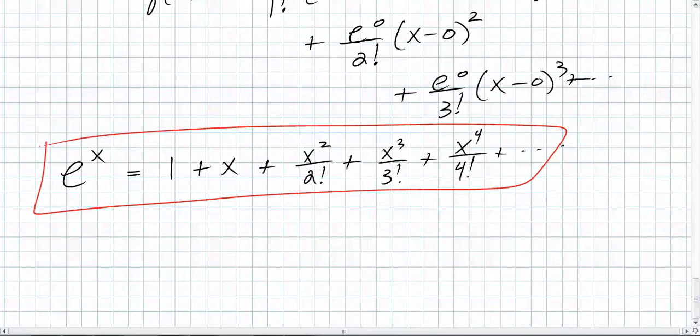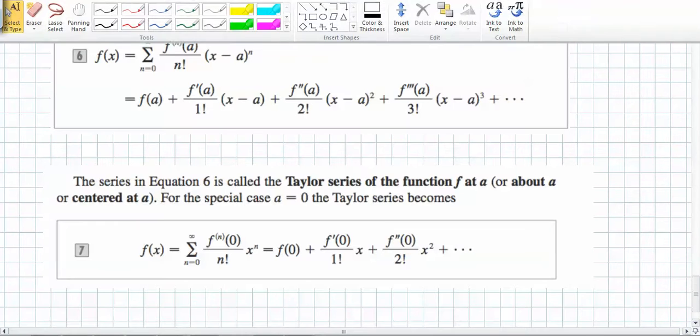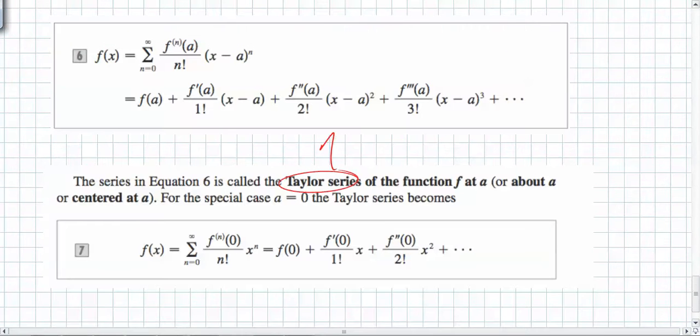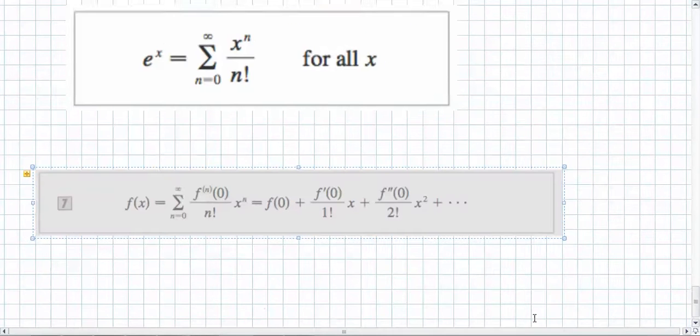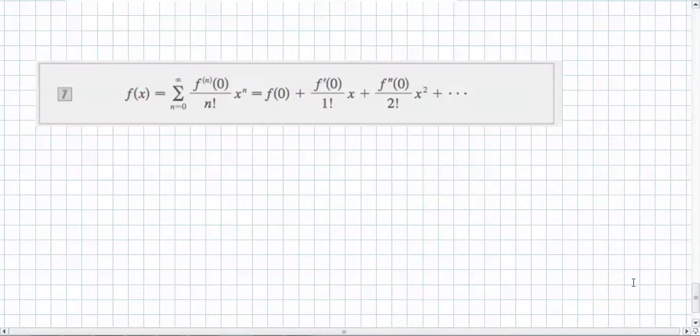This is the second one. There's two more that you need to know, and they come specifically packaged very, very similar to this one right here. This right here is the Taylor series up here, and if it's around 0, it simplifies nicely. This is called the Maclaurin series, so there's our definition for it.